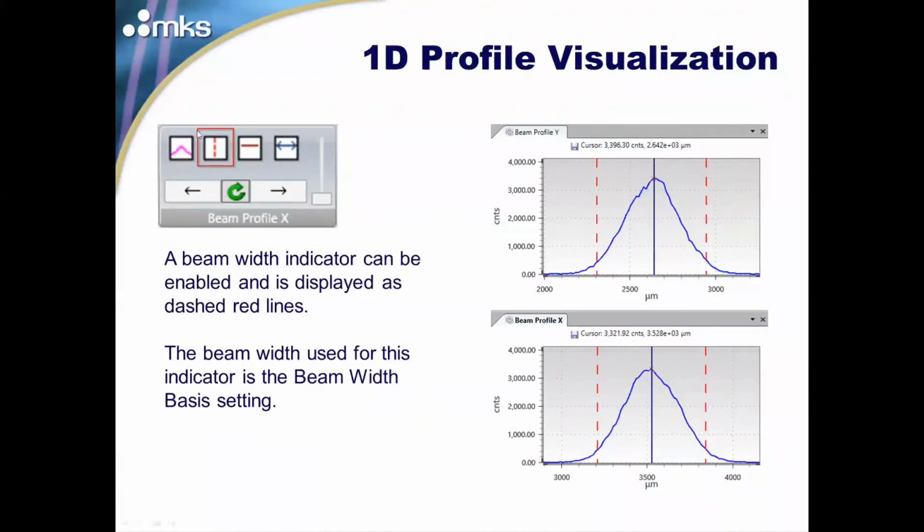You can enable a beam width indicator. It shows up as dashed red lines. So this is where that beam width basis setting comes into play. Whichever beam width method you have selected will be displayed here by the red dashed lines to give you a quick at-a-glance view of really where the measured beam width is.